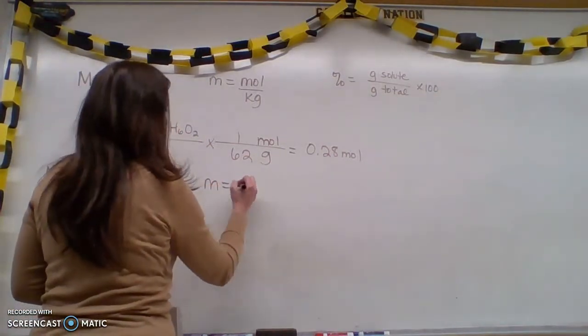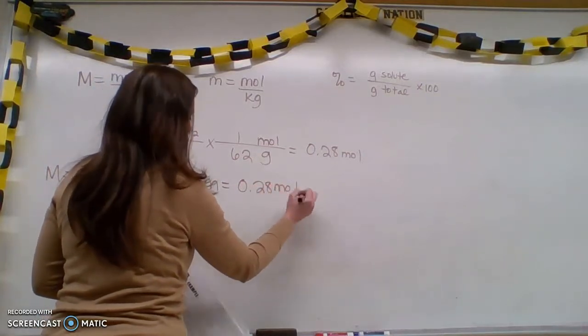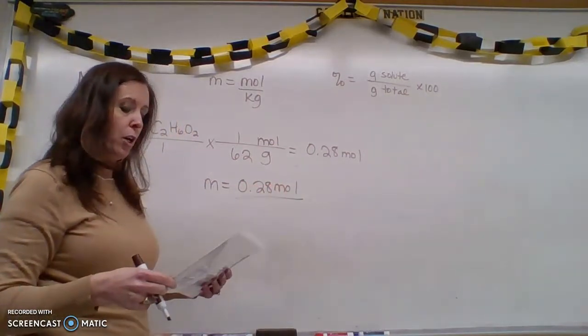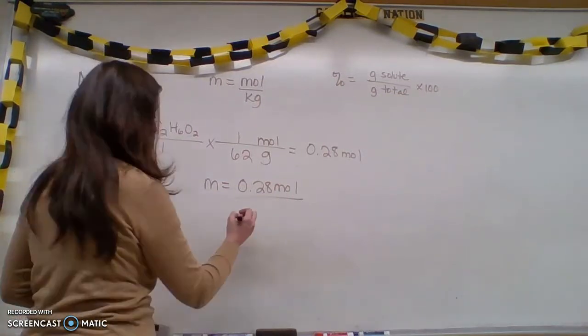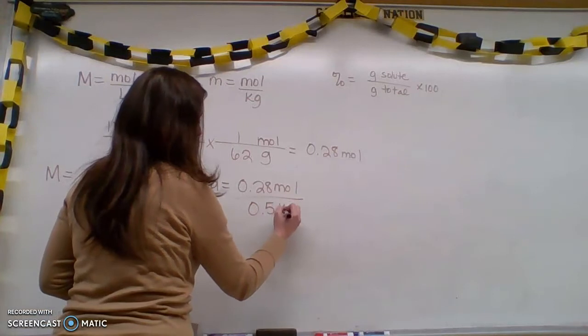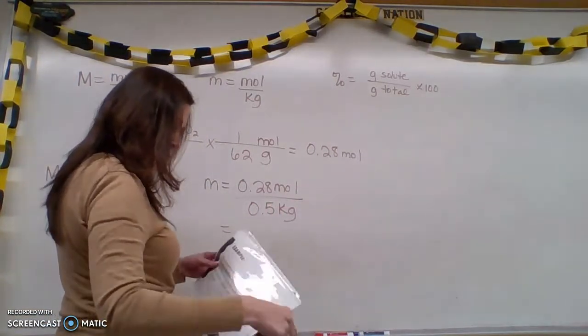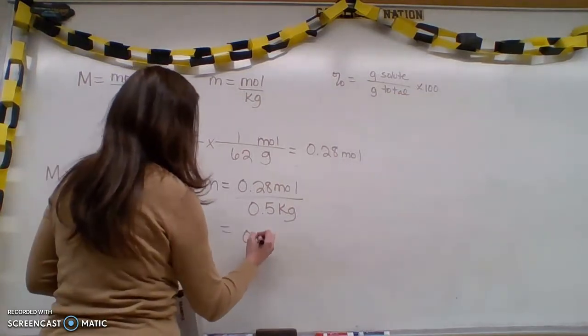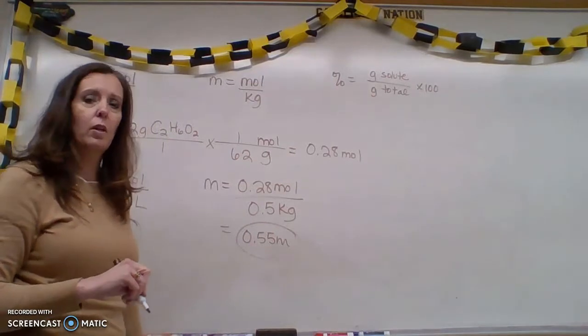So now I'm going to the molality part of the problem. And molality is moles, again. But this time I'm over kilograms of water. In the problem, you were given 0.5 kilograms of water. Easy peasy. Plug it into my calculator. 0.55 molal, or little m, okay?